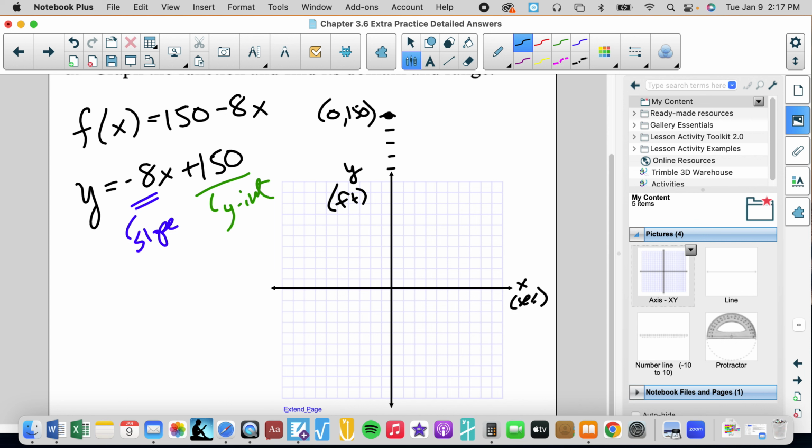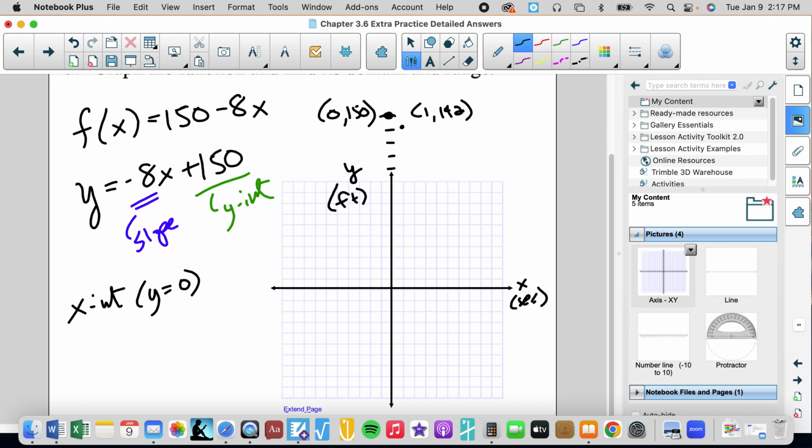So after 1 second, it would be 142 because it descended 8. So you would have your second point. But let's find the x-intercept. Remember, for the x-intercept, we substitute 0 in for y.